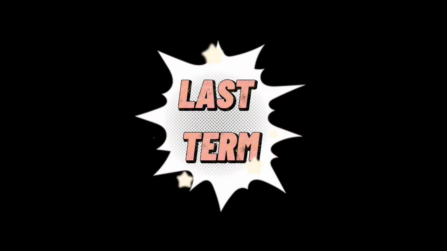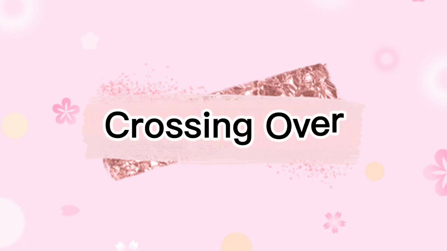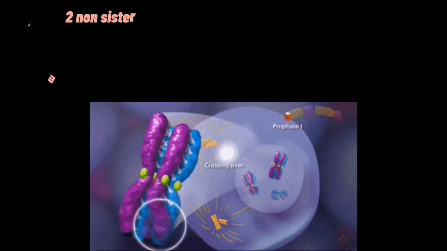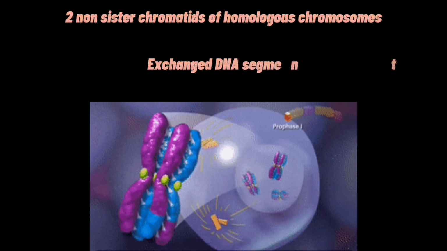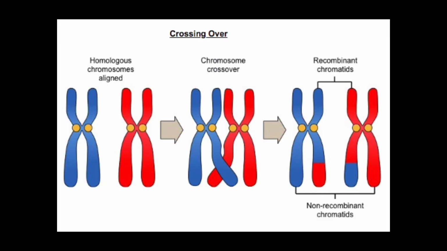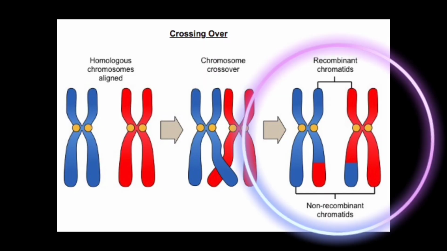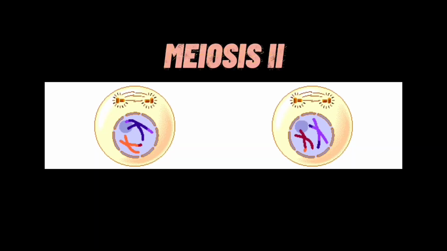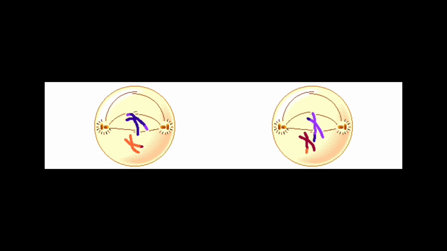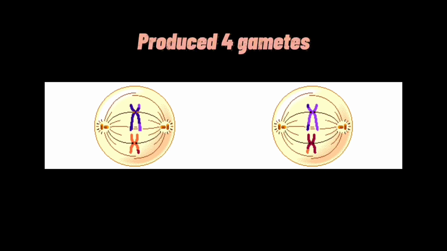The last term is crossing over. Crossing over occurs in prophase 1 in meiosis when two non-sister chromatids of homologous chromosomes exchange DNA segments. The two daughter cells produced will have different recombinant DNA and will go through meiosis 2. In the end, this produces four gametes, which are totally different from the parent cell.